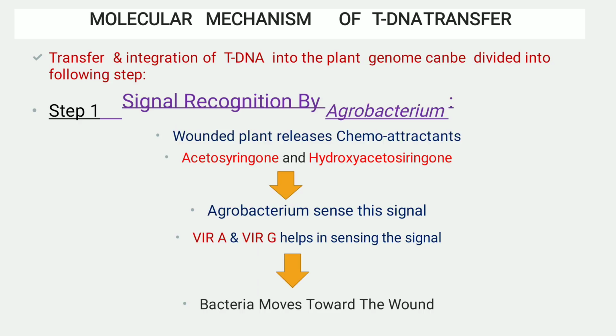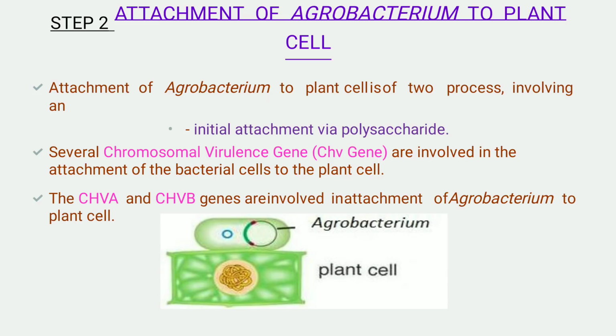So now step 2. You can see in the diagram, in step 2, the agrobacterium attaches to the plant cell. In order to attach the bacterium to the plant cell, one, it is the initial attachment via polysaccharide. Two, because of the chv genes, that is chvA and chvB genes, which are involved in the attachment of the agrobacterium to the plant cell. So this is how it gets attached to the plant cell.